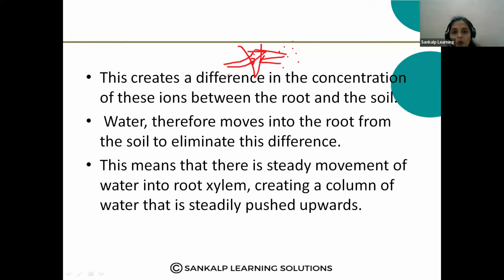This is how water and ions enter into the root. When the water enters into the root, there is a xylem inside the root cells. The water enters into the xylem, then it is pushed upwards towards the leaves. Like this, the water enters into the root, then it is pushed towards the leaves. This is how the absorption of water and conduction of water takes place in the plant's body.